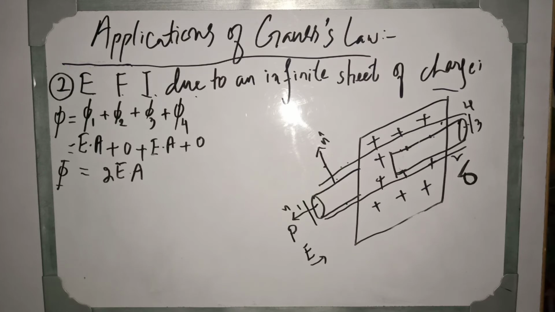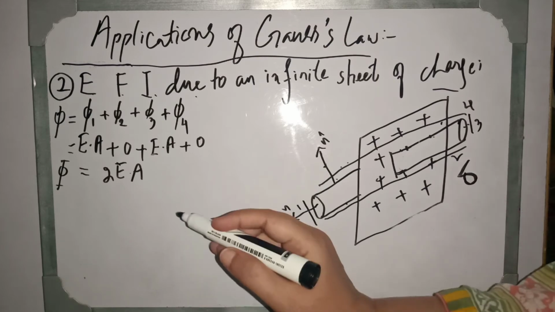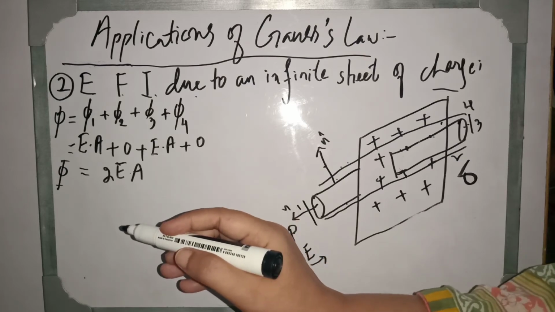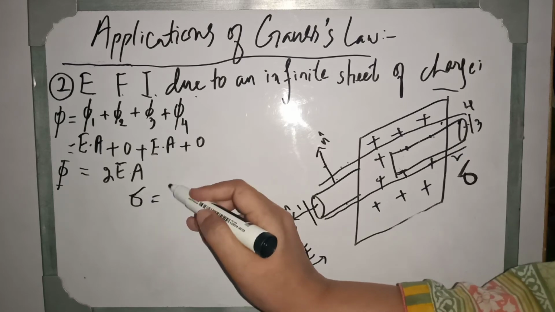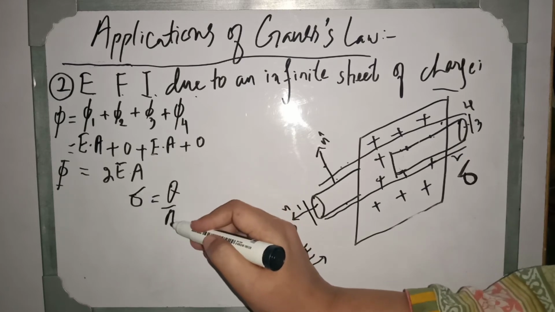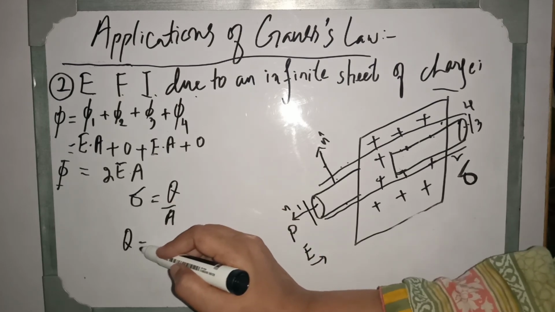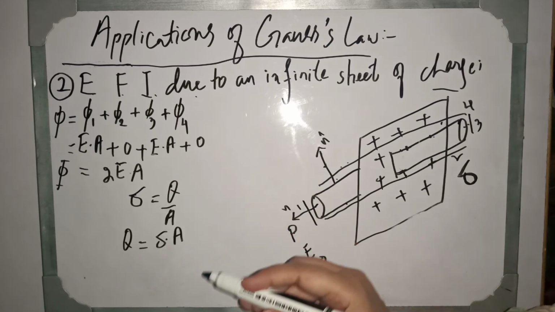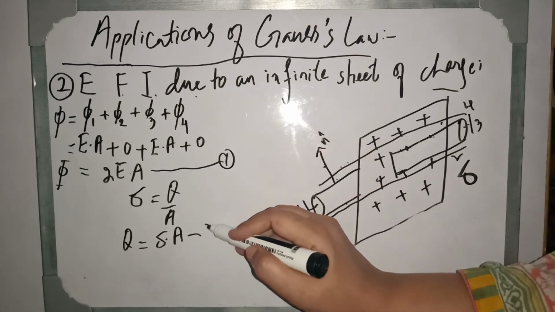Now A is the area of cross section, and as I have told, the charge density over here is sigma. So by using this equation, we can write sigma. What is sigma? Sigma is equal to charge per unit area. If sigma is equal to charge per unit area, then Q, the charge, is equal to sigma multiplied by area. Suppose this was equation number 1 and this is equation number 2.